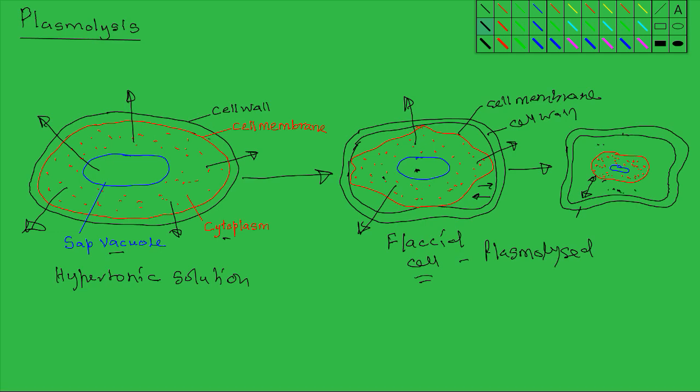So all of this will consist of the hypertonic solution, because remember, the cell wall is freely permeable. So the molecules in the hypertonic solution will freely pass across the cell wall and get into the space between the cell membrane and the cell wall.